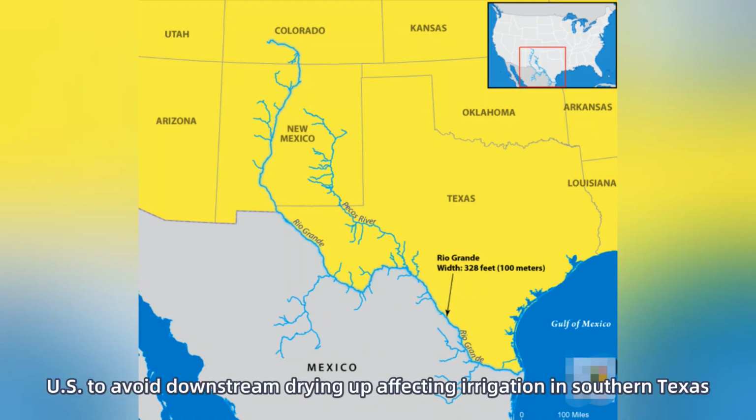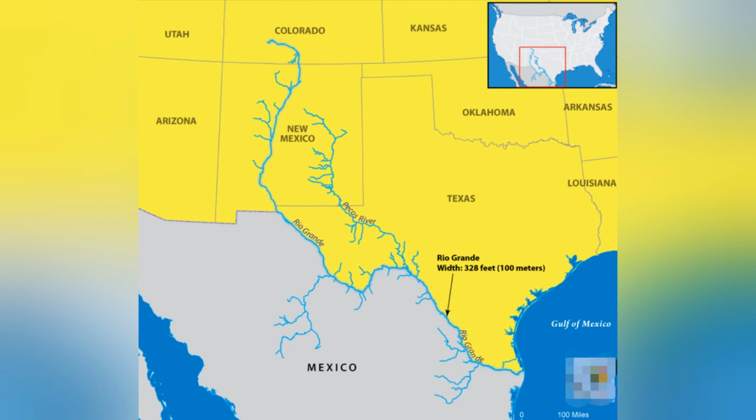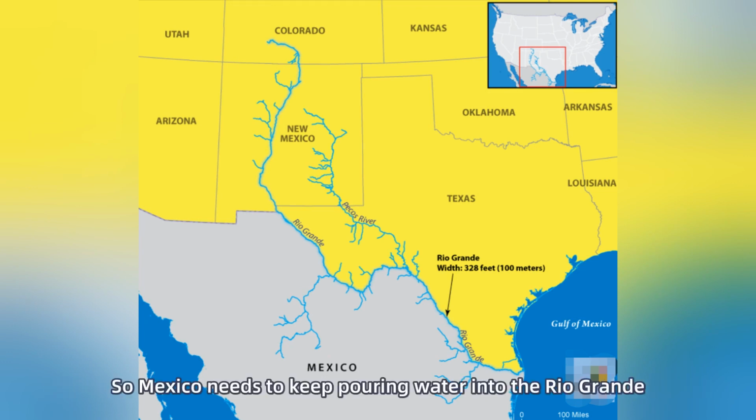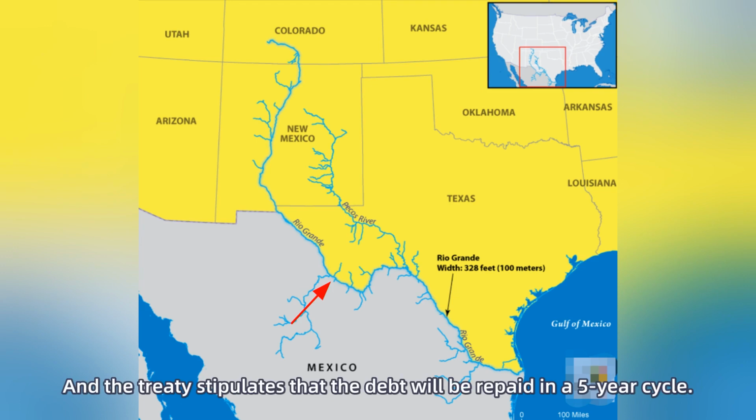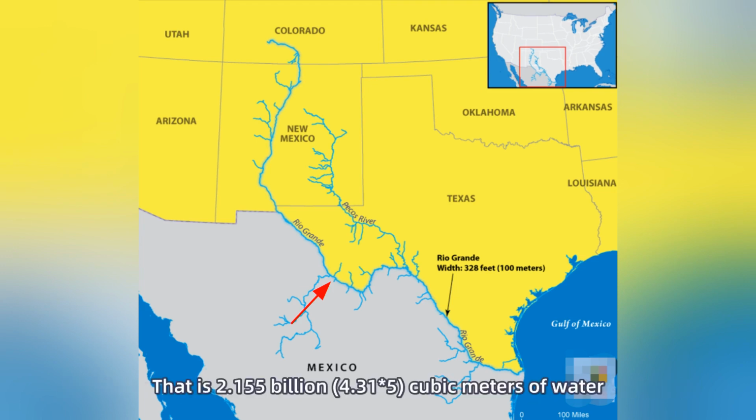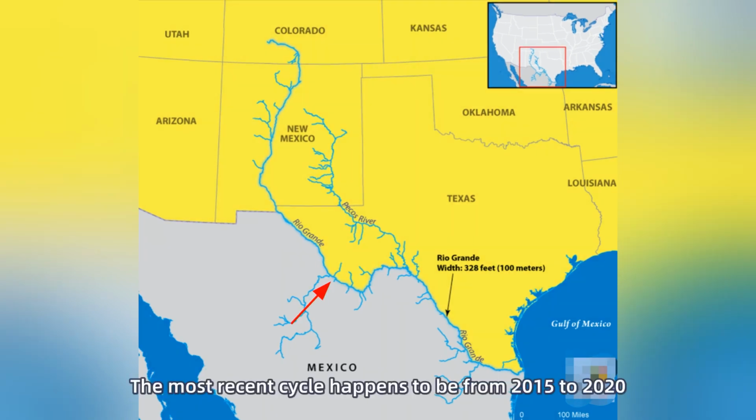The U.S., to avoid downstream drying up affecting irrigation in southern Texas, requires that Mexico keep pouring water into the Rio Grande. This is the origin of the aforementioned treaty. And the treaty stipulates that the debt will be repaid in a 5-year cycle, that is 2.155 billion cubic meters of water. The most recent cycle happens to be from 2015 to 2020.